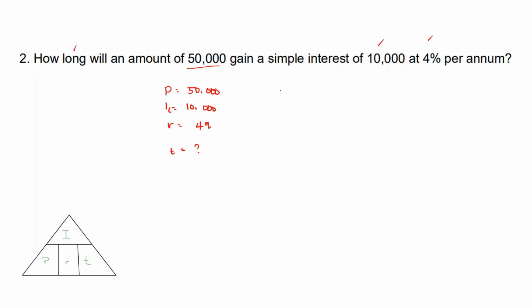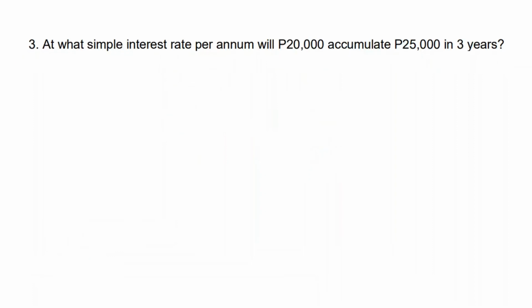Okay, so our formula when the time is unknown, it's T is equal to I over P times R. So the interest, that is 10,000 over the principal, which is 50,000. And then our rate, that is 4%, or that is 0.04. Let us solve it. You just have to use your calculator. 10,000 over 50,000 times 0.04. So the answer is 5. So it means to say, 5 years. So it will take 5 years to have that amount. Okay, let us now proceed to number 3.